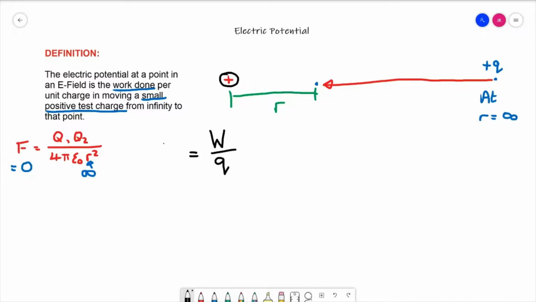The symbol for electric potential is a capital V, and electric potential takes the unit of volts, as we've seen before when we've been doing electric circuit theory. Now if we have a look at the units on the right hand side, the unit of work done we know is joules, and the unit of charge is coulombs. So we can therefore say that the SI equivalent of the volts is joules per coulomb.